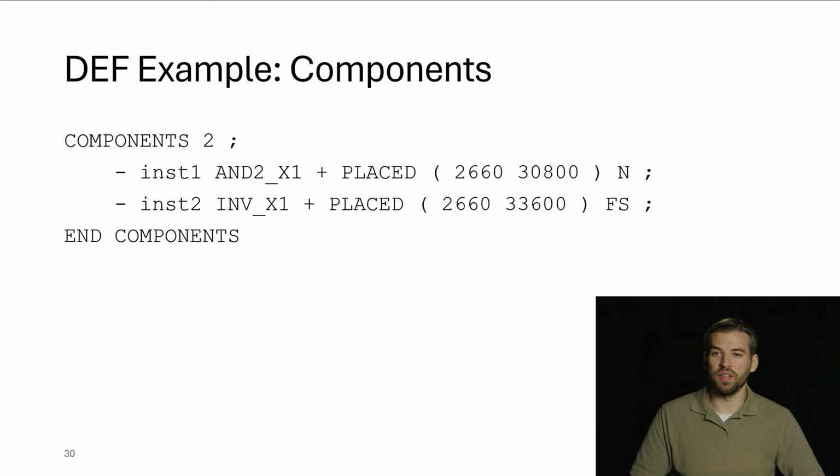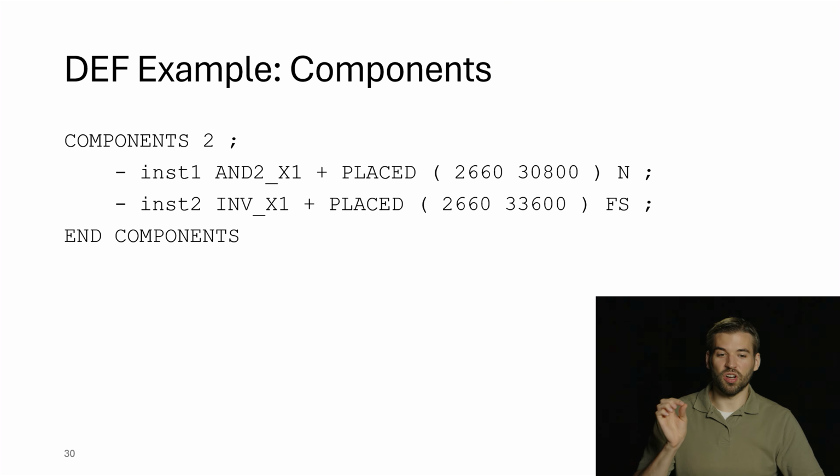Next, we have components, and the components are literally the instances that are used in the design. Also, where are they placed? So here we can see inst1, that was the name of our AND gate instance, and then inst2, that was the name of our inverter gate instance. We can see that they have been placed, and the specific location that they've been placed is given by those coordinates. And those are the coordinates of the origin of that cell.